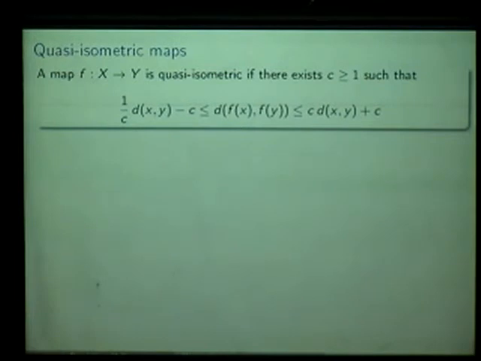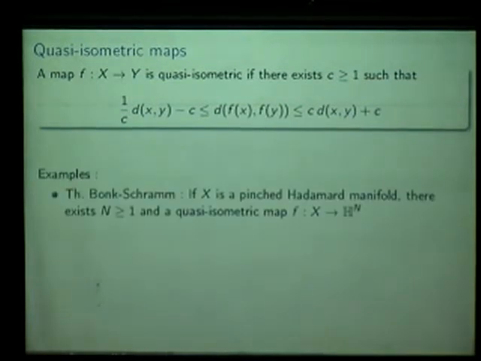First of all, a list of examples that would look theoretical, not hands-on. A theorem by Bonk and Schramm, the same Bonk and Schramm that Pierre told you about in the last lecture, asserts that if X is a pinched Hadamard manifold, then you can find a quasi-isometric map from X to a hyperbolic space of sufficiently high dimension. Okay, so a big series of examples. And now an example that I like much because it is a hands-on example obtained by so-called bending.